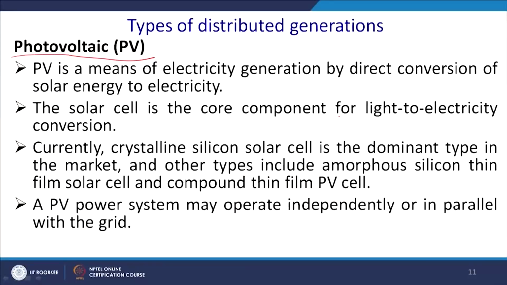Now, let us come to the different types of distributed generation. So, one is definitely photovoltaics, PV, it is quite common. PV means the electricity generation by direct conversion of solar energy to electricity. So, what does the leaf actually do? You mimic this characteristic. The solar cell is the core component of light to electricity conversion. Currently, crystalline silicon cells are the dominant type in the market.